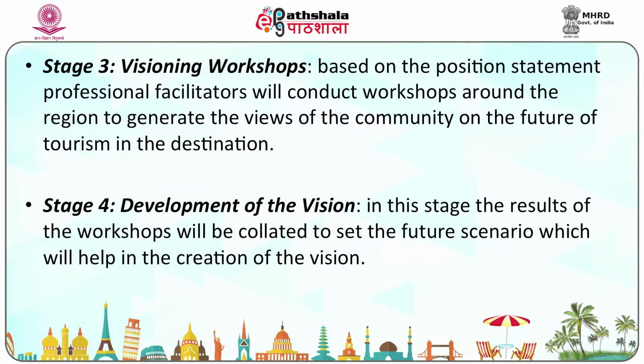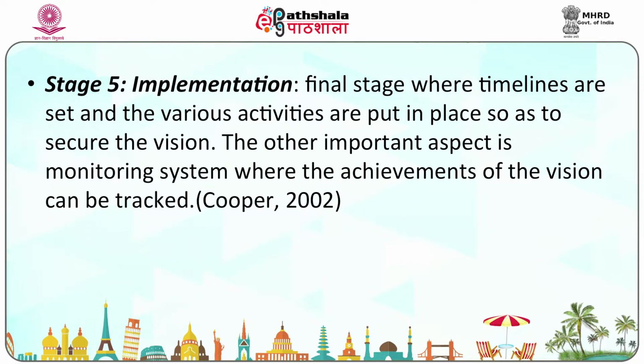At stage 3, visioning workshops. Based on the position statement, professional facilitators will conduct workshops around the region to generate the views of the community on the future of tourism in the destination. At stage 4, development of the vision. In this stage, the results of the workshops will be collated to set the future scenario which will help in the creation of the vision. At stage 5, implementation, the final stage where timelines are set and various activities are put in place so as to secure the vision. The other important aspect is monitoring systems where the achievement of the vision can be tracked.